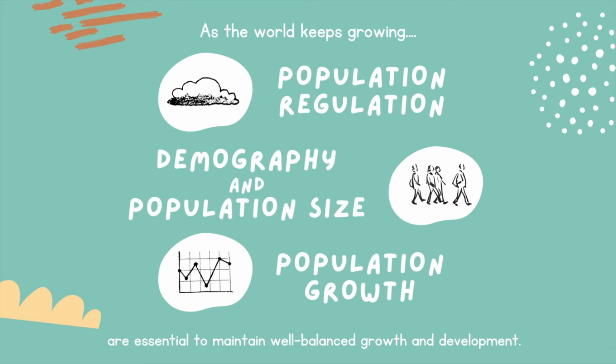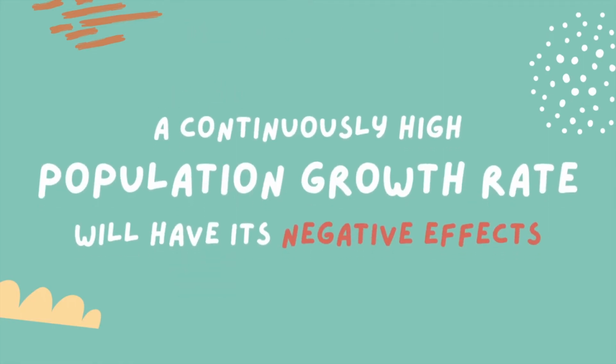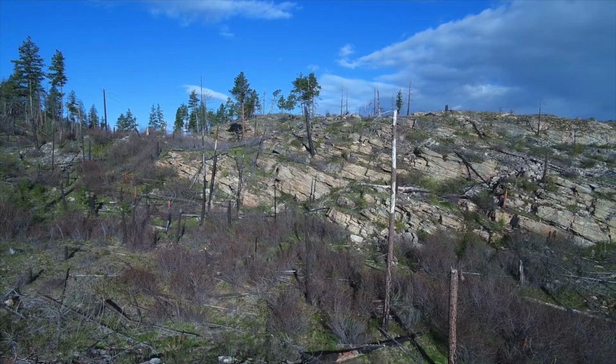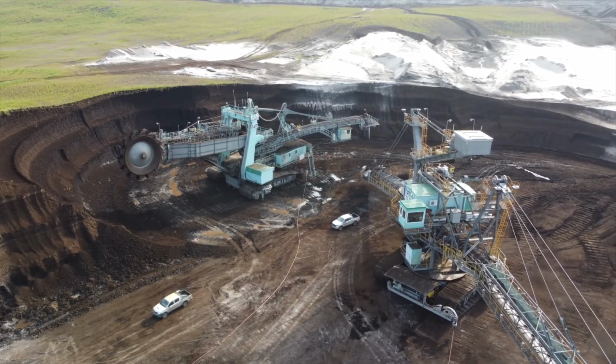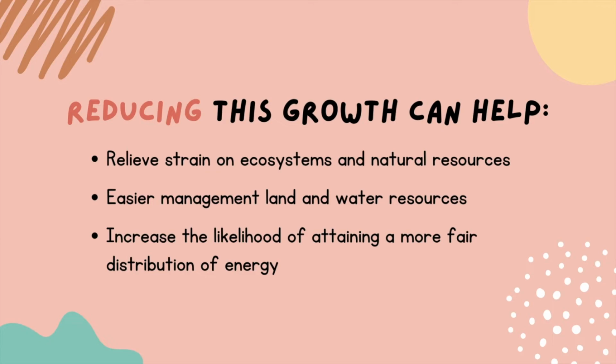Given the scarcity of resources on this planet, continuously high population growth rate will surely have its negative effects. Mass deforestation and overuse of natural resources are already existing effects of this excessive growth. Reducing this growth can help relieve strain on ecosystems and natural resources, make it easier to manage land and water resources, and increase the likelihood of attaining a more fair distribution of energy.